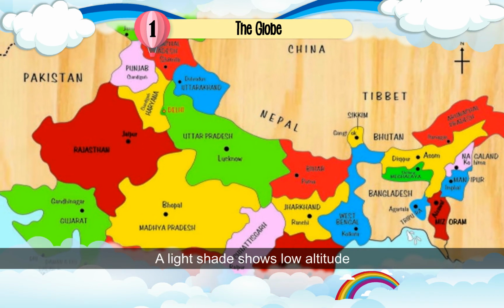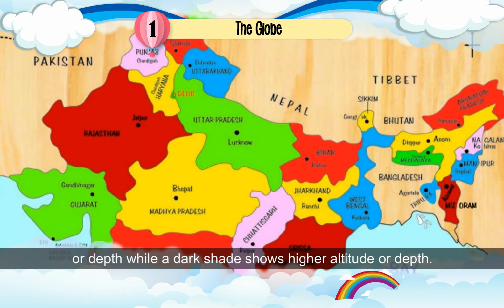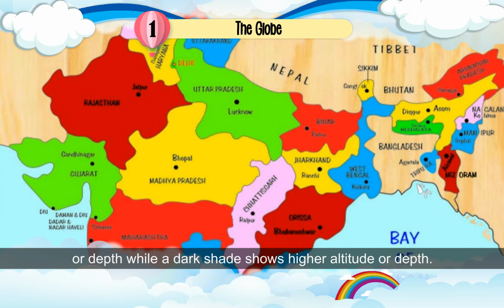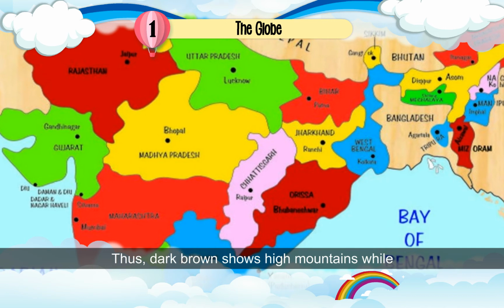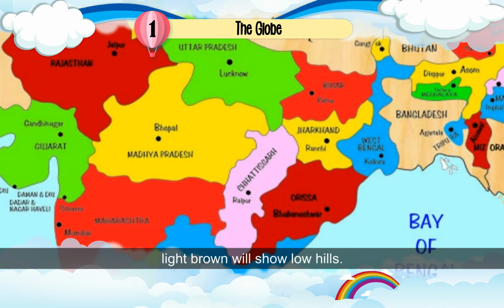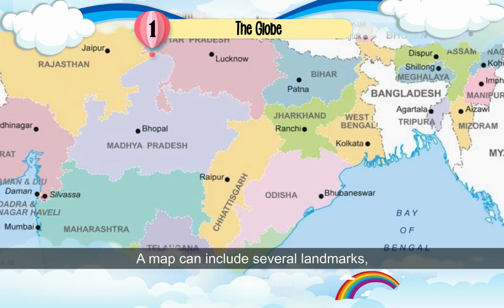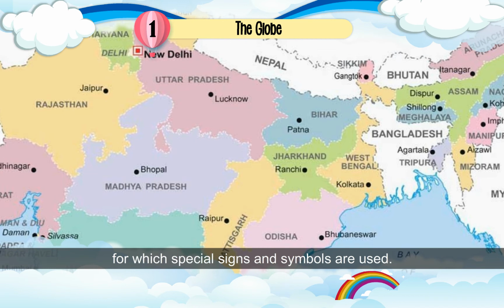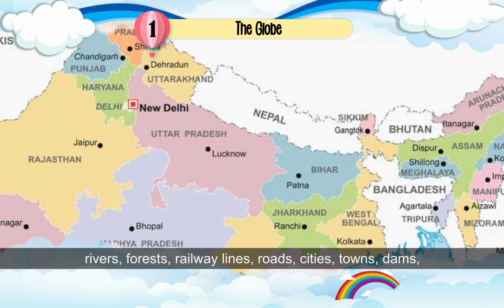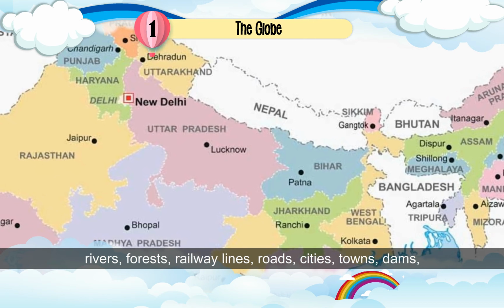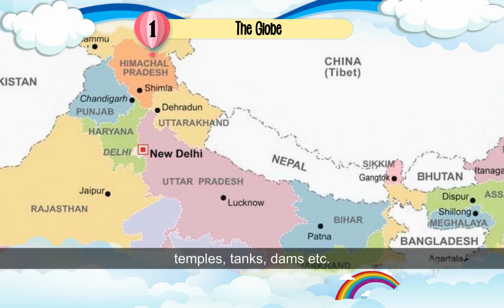A light shade shows low altitude or depth, while a dark shade shows higher altitude or depth. Thus, dark brown shows high mountains, while light brown will show low hills. Signs and symbols. A map can include several landmarks for which special signs and symbols are used. These landmarks can be rivers, forests, railway lines, roads, cities, towns, dams, temples, tanks, etc.